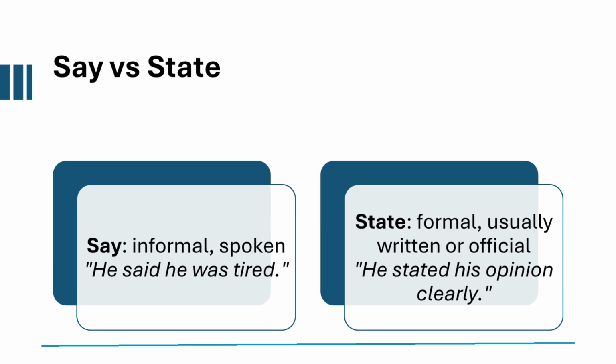And the next pair of verbs is say versus state. Say is more informal and spoken. For example, he said he was tired. Whereas state is formal. Mostly it is used for written or official statements. For example, he stated his opinion clearly.